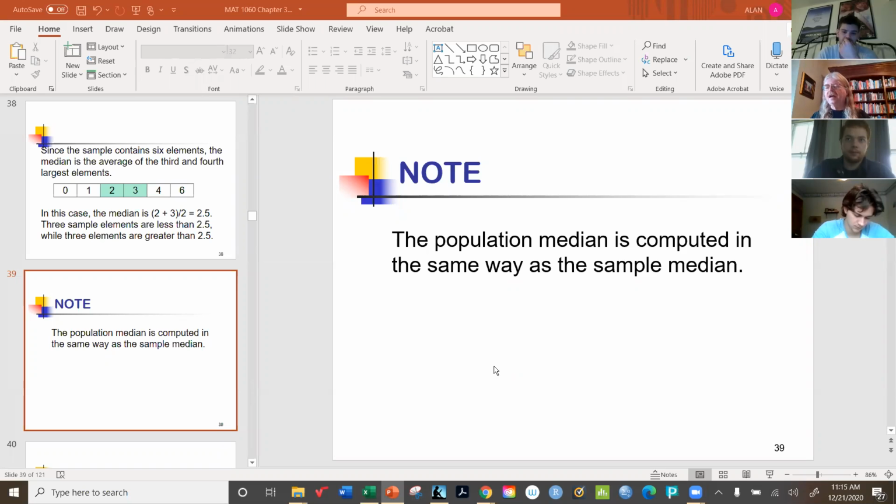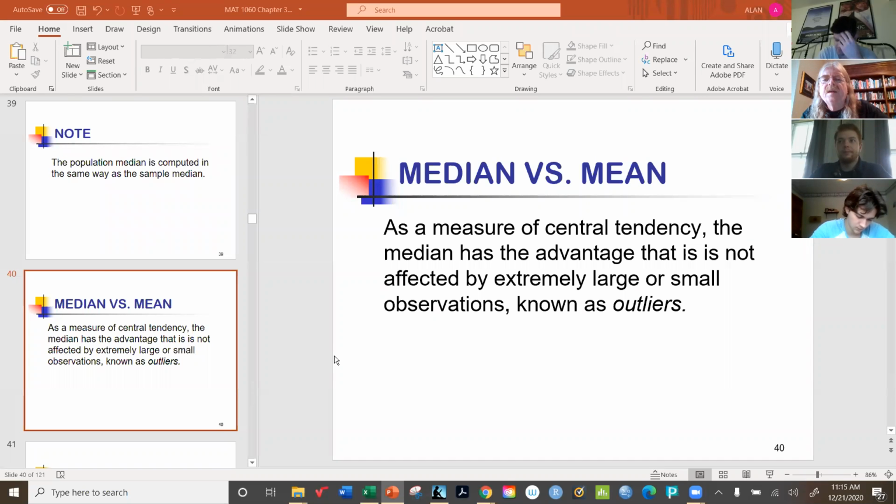Okay, so now you're dying of curiosity to know why one would need the median instead of the mean. Good question. Well, what happens is sometimes in our data, we may have something in there which is called an outlier. And an outlier is an element in a sample or a population which is much larger or smaller than the other elements.